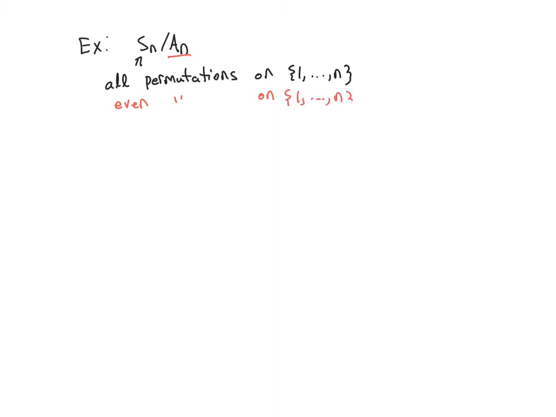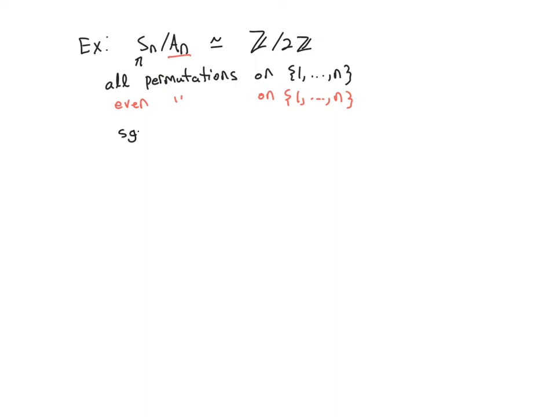Finally, as another common example, one can prove that Sn mod An, where Sn is the symmetric group, the set of all permutations on the integers 1 through n, and An is the alternating group, just the even permutations, which we remember means permutations that can be written as a product of an even number of transpositions, is isomorphic to Z mod 2Z, this quotient group. How do you do that?